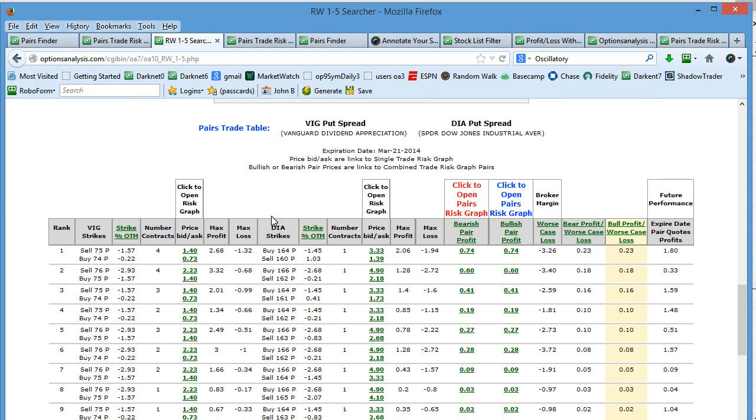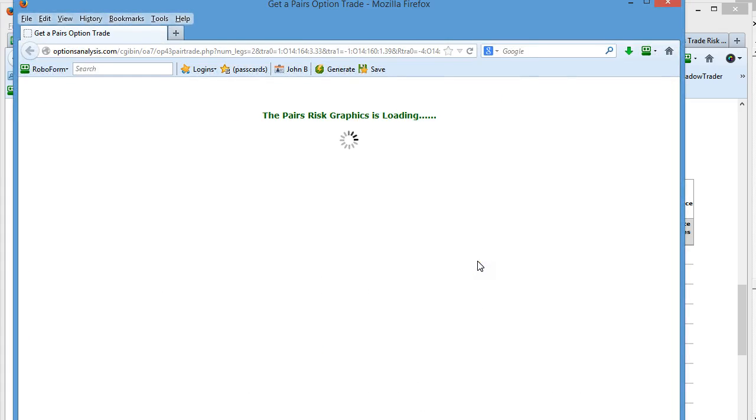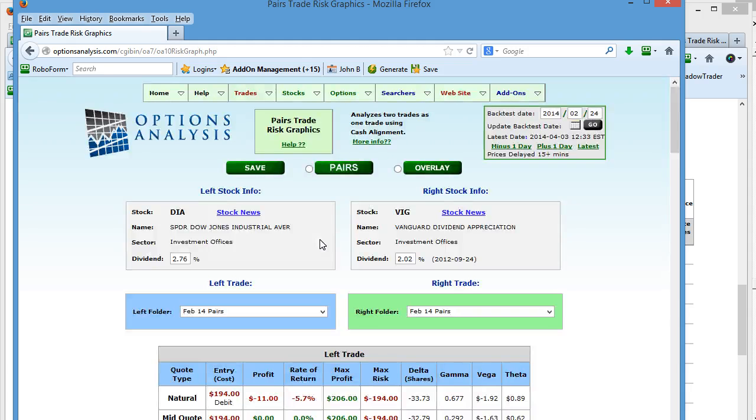Here's the output of our 1-5 spread pairs trade searcher. The links to click are the links under where it says click to open pairs risk graph. These two links over here will just open a regular risk graph for that particular spread. These both open the same risk graph. When you click on the link, it performs a risk graph analysis of both pairs trades and then combines them together using the cash spread formula.